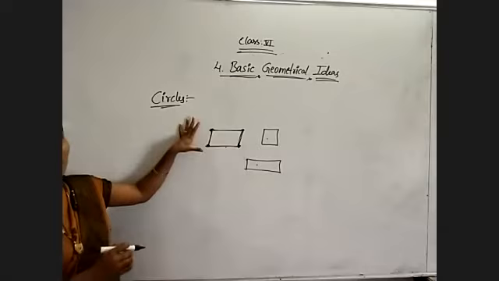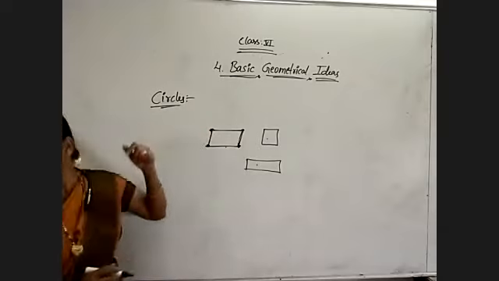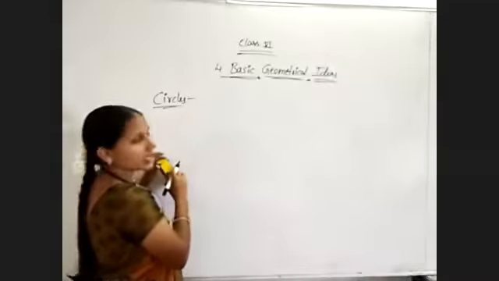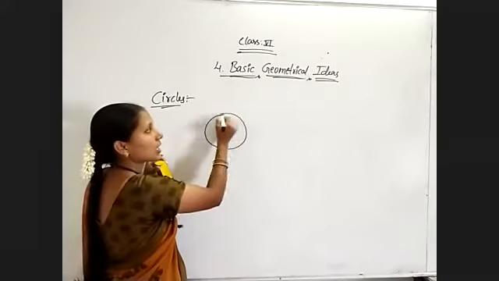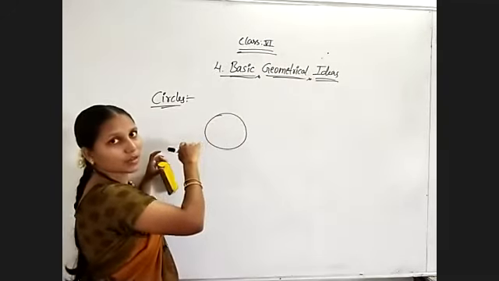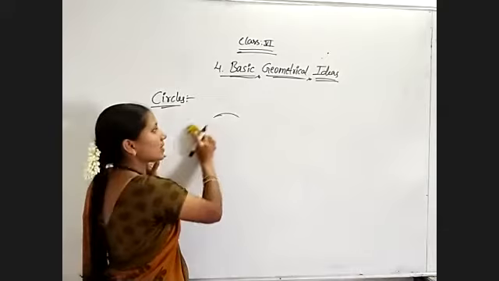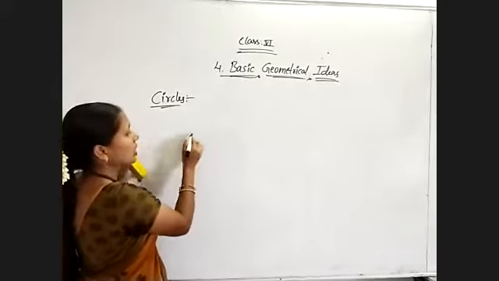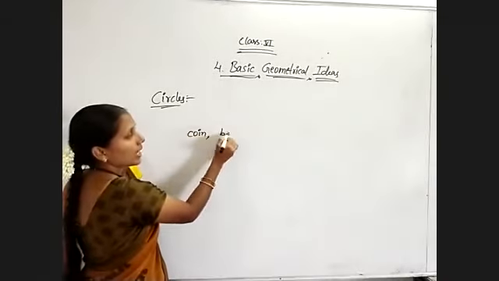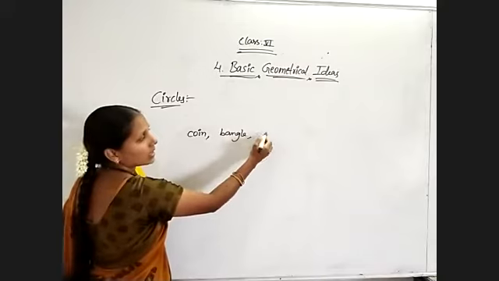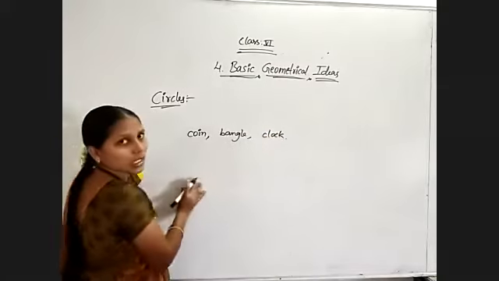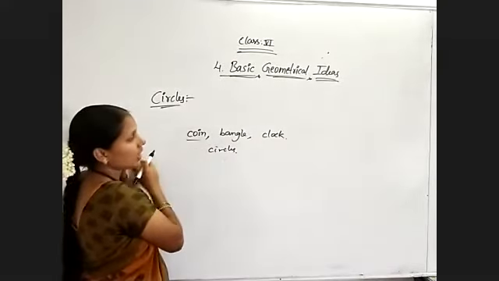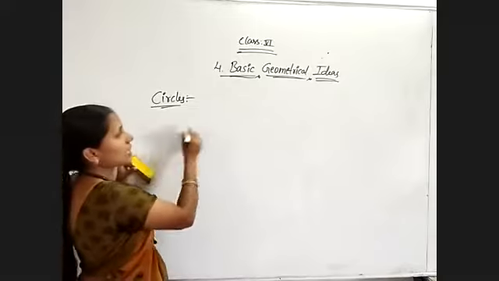And now coming to circles. Which objects have the shape of a circle? Just observe the clock. The face of the clock is in a circular shape. And next, a bangle, a coin. All these, the coin, the bangle, and the face of the clock, are examples of circles. Now, first of all, what is the definition of a circle?